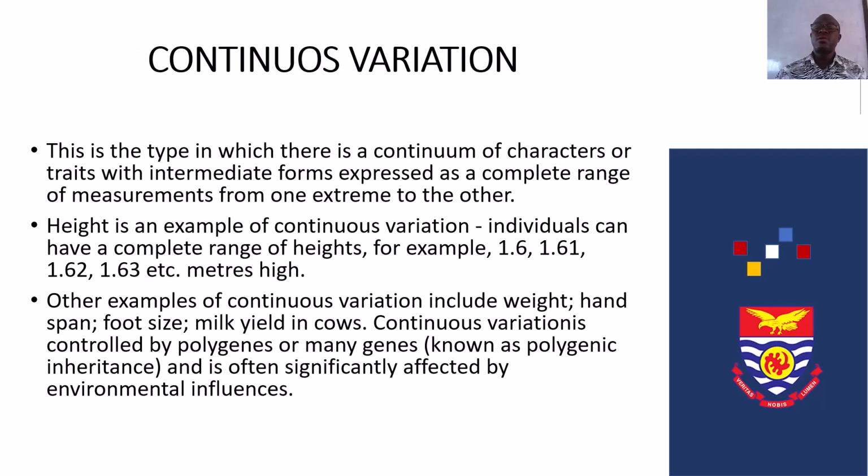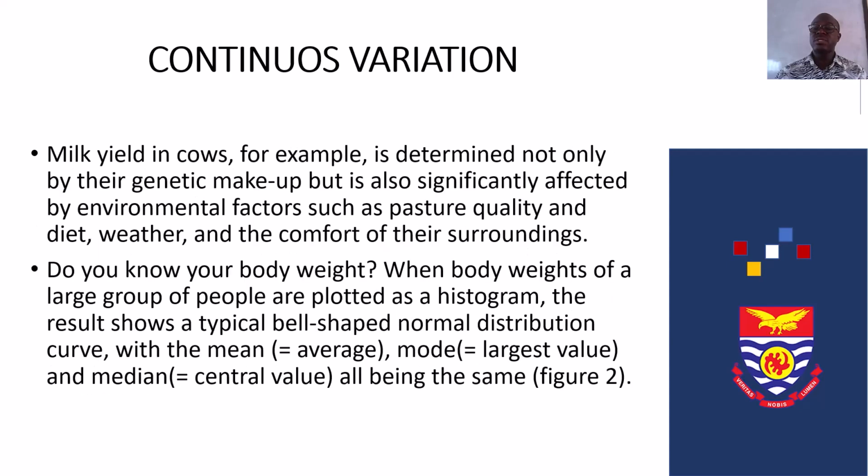So this is the type in which there is a continuum of characters or traits with intermediate forms expressed as a complete range of measurement from one extreme to the other. Height is an example of continuous variation. Individuals can have a complete range of heights, for example, 1.6, 1.61, 1.62, 1.63 meters, etc. Other examples of continuous variation include weight, handspan, foot size, milk yield in cows, etc. Continuous variation is controlled by polygenes or many genes, known as polygenic inheritance, and is often significantly affected by environmental influences.